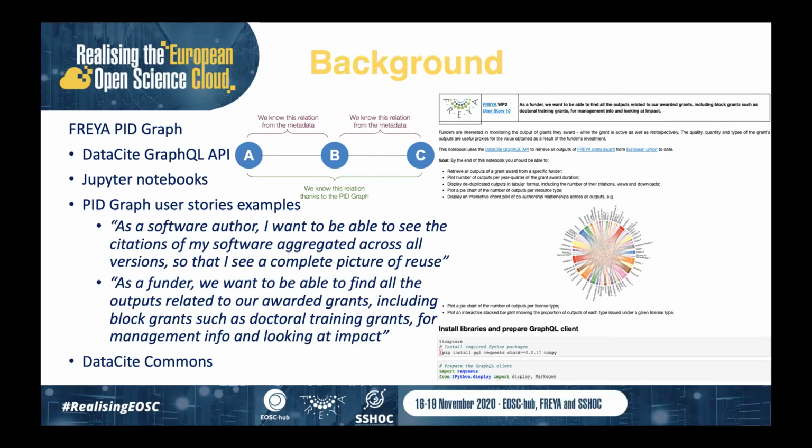And finally, another PID graph tool that was developed through FREYA is the Common DOI Search Service, which, well, more correctly called the DataCite Commons. That is a web interface for querying the PID graph. The service currently allows the discovery of content registered with the DOI, primarily from Crossref and DataCite in a single search interface. It also supports searching for people, research organizations, and funders using the ORCID and ROR services, respectively.